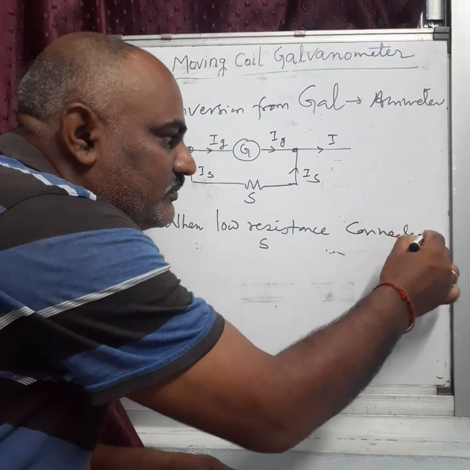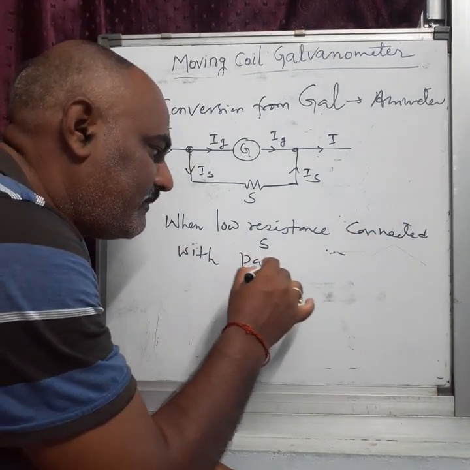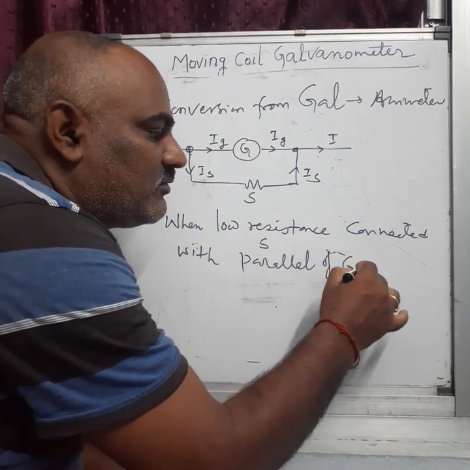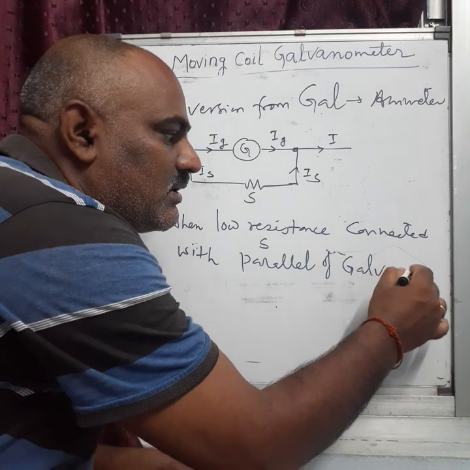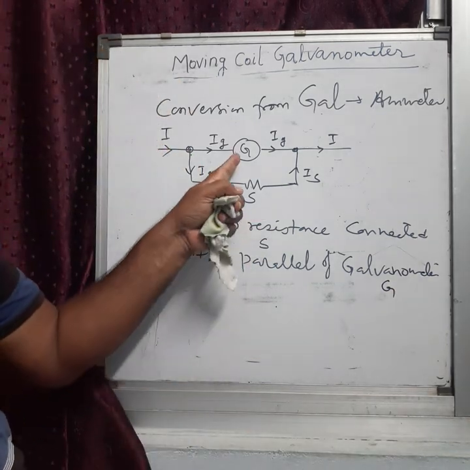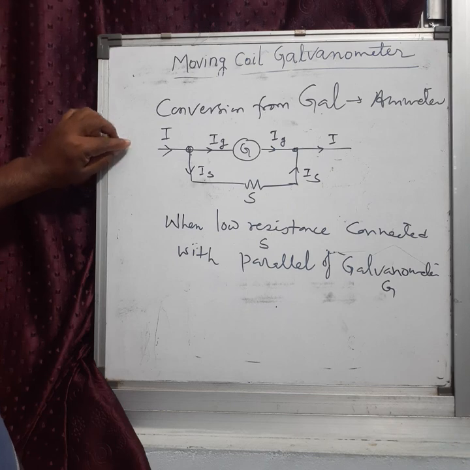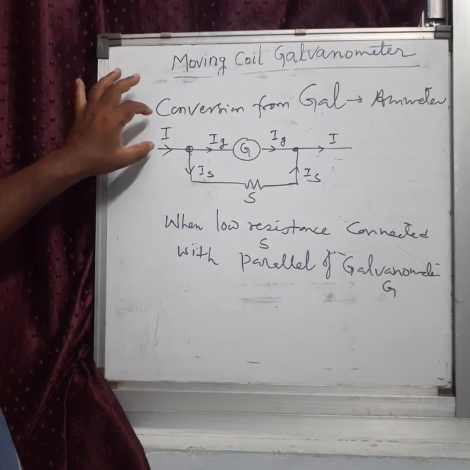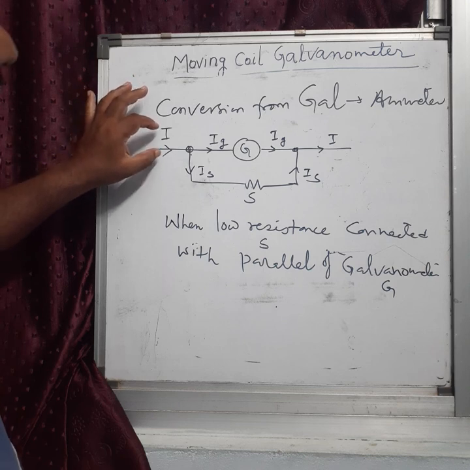connected in parallel with the galvanometer. What is the resistance of the galvanometer here? G. So now see what happens. Let I be the total current passing through this wire, and you know when there will be current more than the limit or more than the range, what happens?